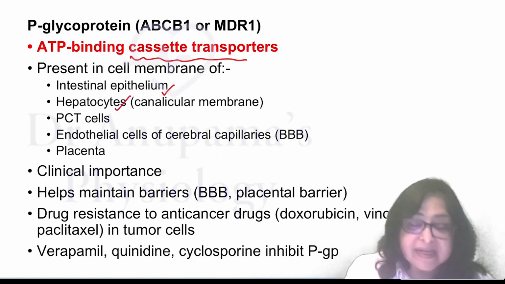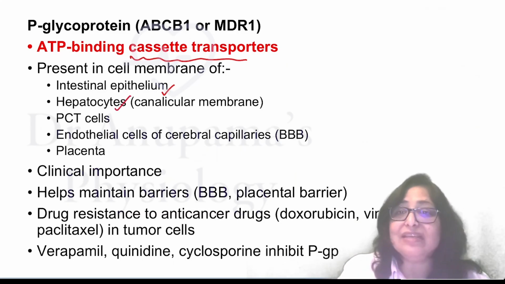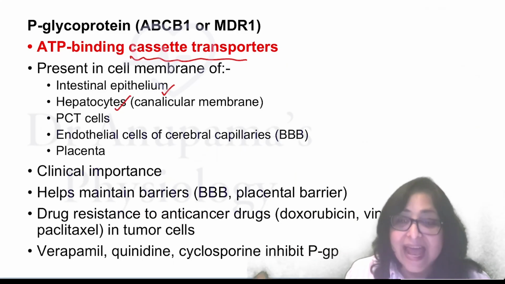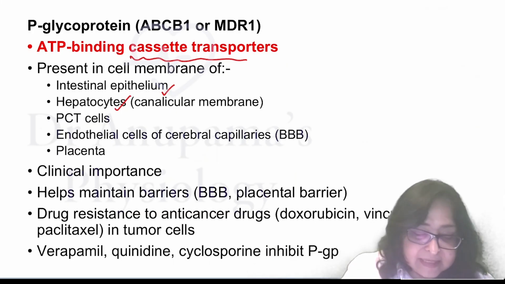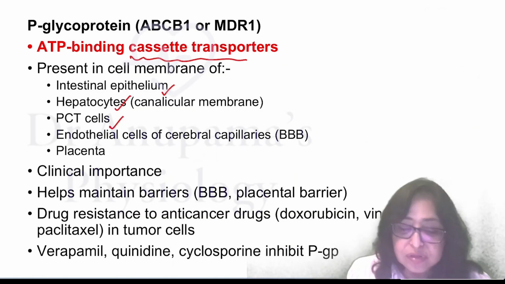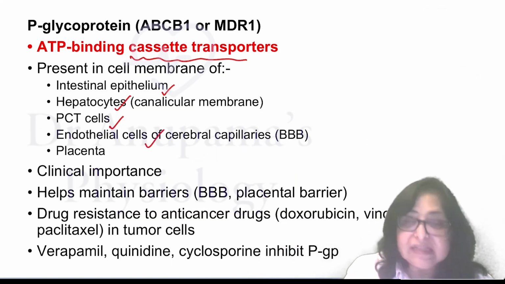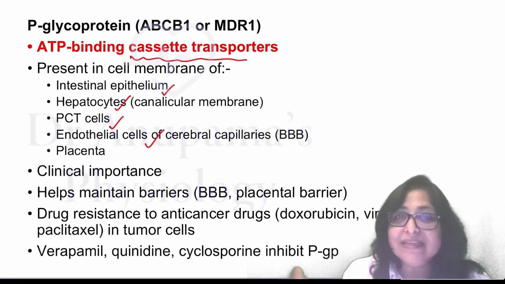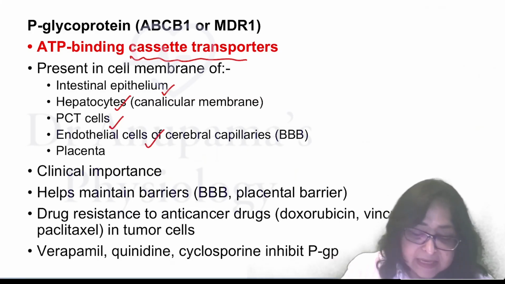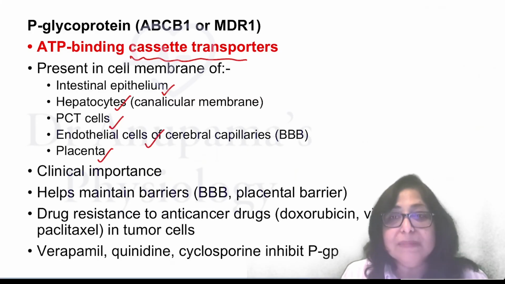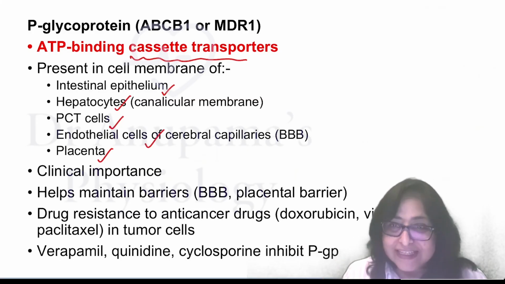It is present on the canalicular membrane of hepatocytes. It secretes drugs into the biliary canaliculi and in the bile. These are present in the PCT cells. They pump the drugs back into the urine. Endothelial cells of cerebral capillaries. They pump drugs and substances back into the blood, limiting CNS penetration. In the placenta, they pump the substances back into the maternal blood, protecting the fetus.